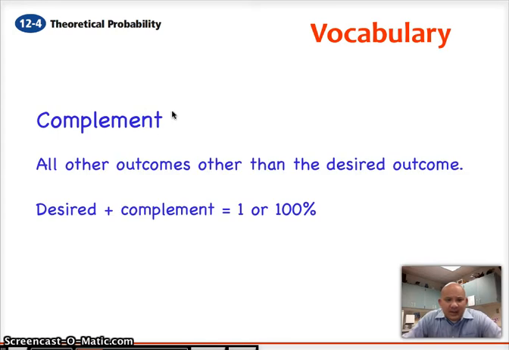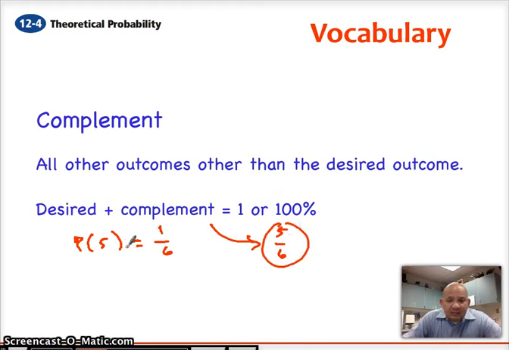That term is complement. Complement is all other outcomes besides the desired outcome. And we'll give you an example of that. A desired outcome plus the complement of that outcome will equal 1. For example, if the probability of rolling a 5 on a die is 1 out of 6, then its complement of all other outcomes will be 5 out of 6. So that's the complement of this desired outcome. When I add 1 out of 6 and 5 out of 6 together, they come up to be 1 whole or 100%.